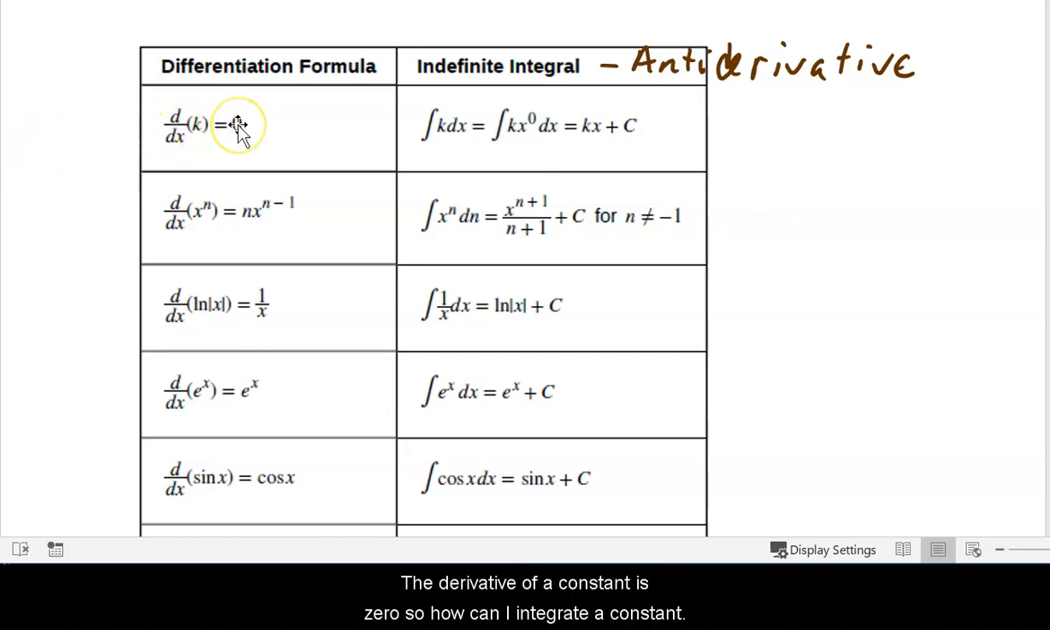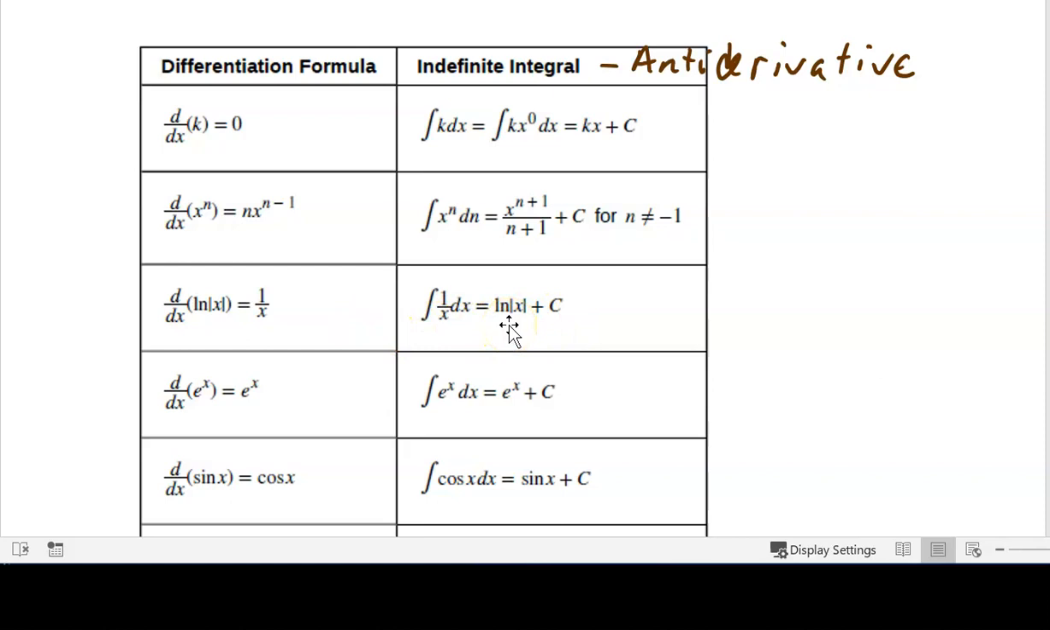The derivative of a constant is 0, so how can I integrate a constant? If I'm going to integrate a constant, it must mean that I took the derivative of something and got the constant, which means originally I had to have had an x there, which means that my antiderivative has to be kx plus c. You'll note on this second line here that this is in fact the power rule for both derivatives and integration.